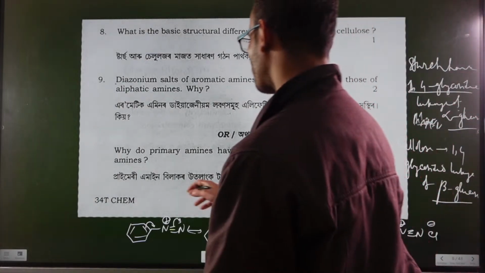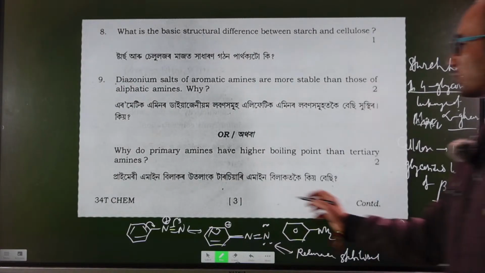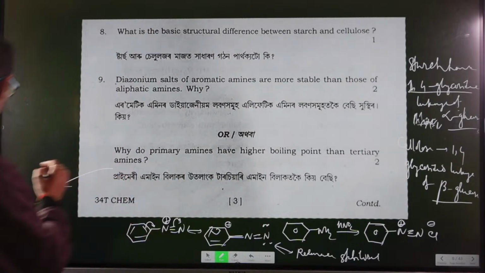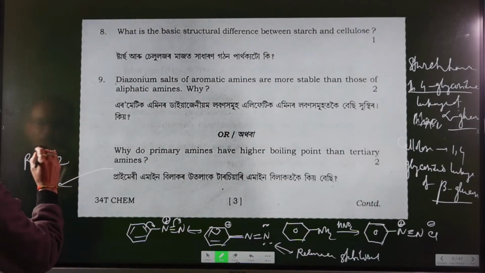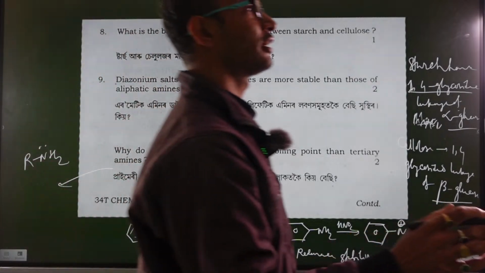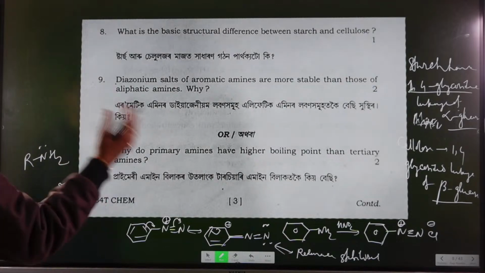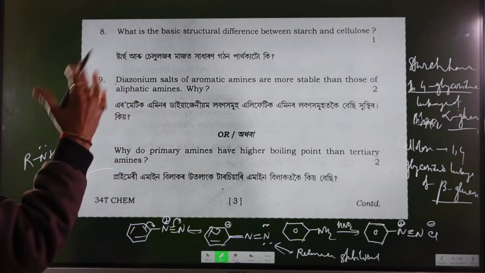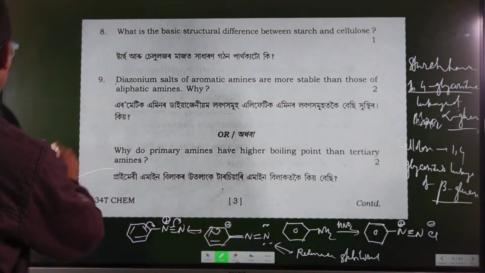And in this OR option, you can see: why do primary amines have higher boiling point than tertiary amine? In this question, you can write, see, primary amines, this is the structure. If I write the primary amine structure, this is your RNH2, right? This RNH2 undergoes hydrogen bonding with your water molecule. So what type of hydrogen bonding is it? Intermolecular hydrogen bonding. Therefore, association will be there. So with the increase in association, boiling point will be higher for primary amine.